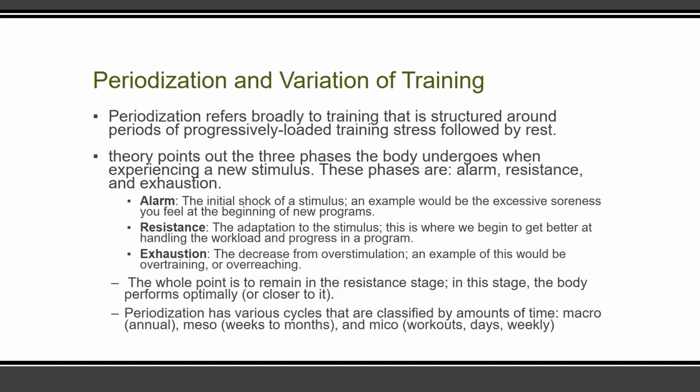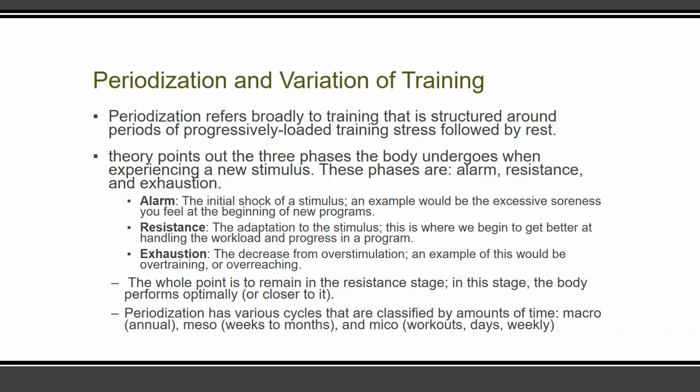After the alarm phase, we go into the resistance phase. The alarm phase has alarmed the system, and it's starting to adapt, and this is why we don't get the same pain anymore. So resistance is the adaptation to the stimulus. This is where we begin to get better at handling the workload and progress in a program. Exhaustion is when there's overstimulation. So overtraining or overreaching is a decrease of muscle strength and exhaustion.